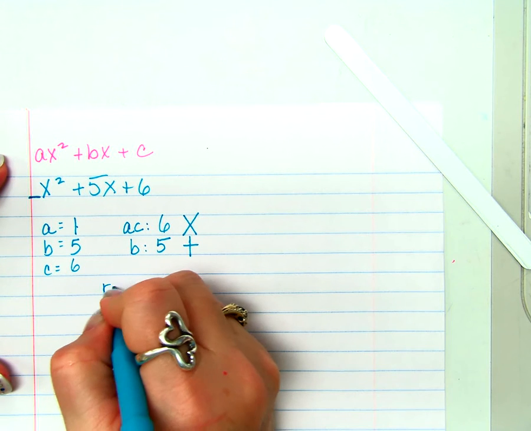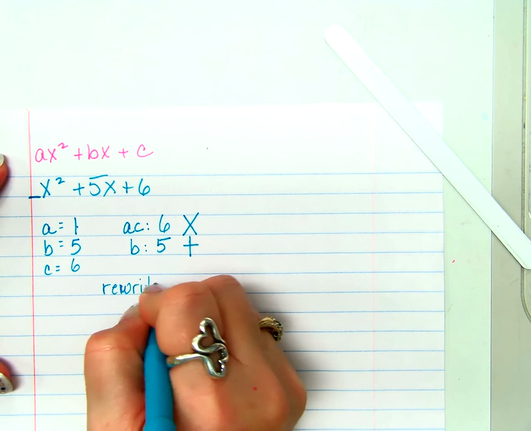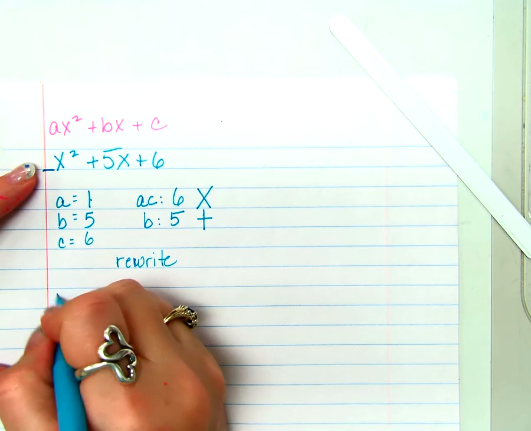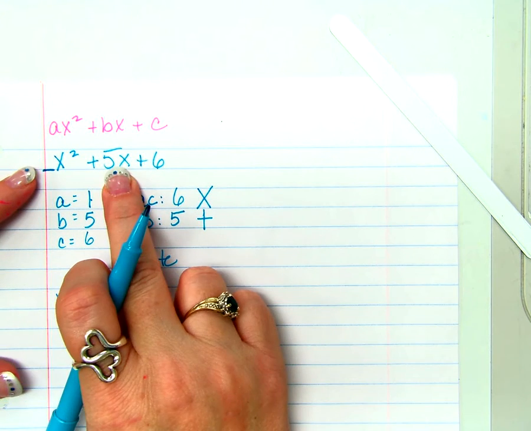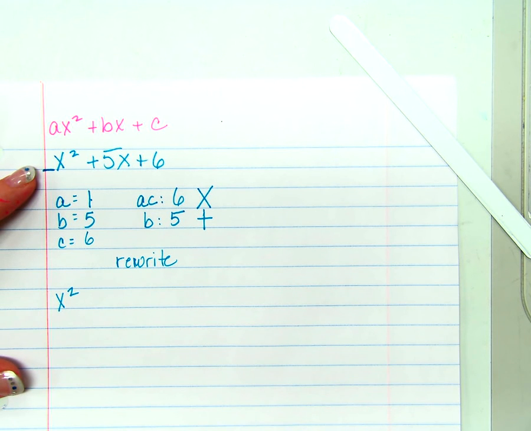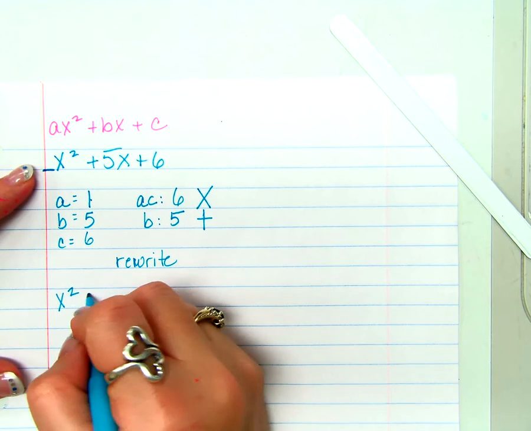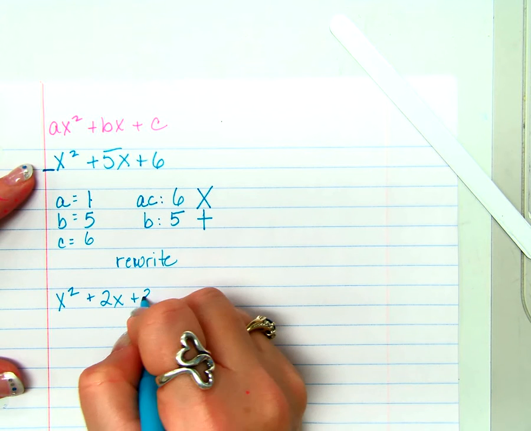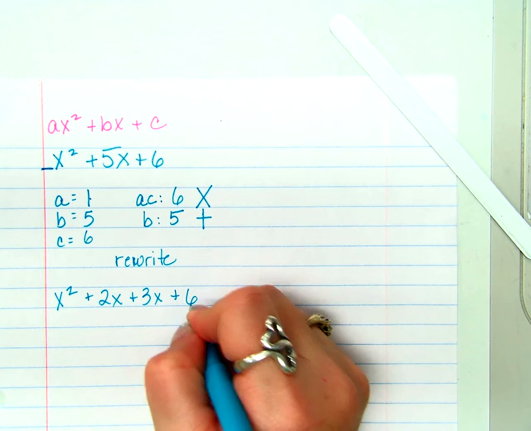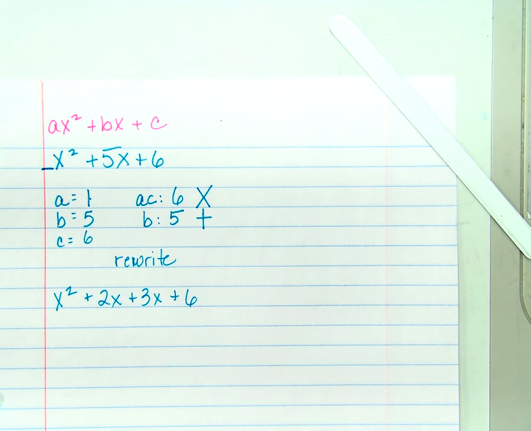So at this point, I rewrite my problem. I start at the beginning of the problem, but when I get to the middle term, I'm going to split that middle term into two terms. It's not just 5x anymore. It's 2x and 3x. Where did I get 2x and 3x? From the numbers that multiply to be 6 and add to be 5. Very good. And then I have my last term of 6. You okay with that?